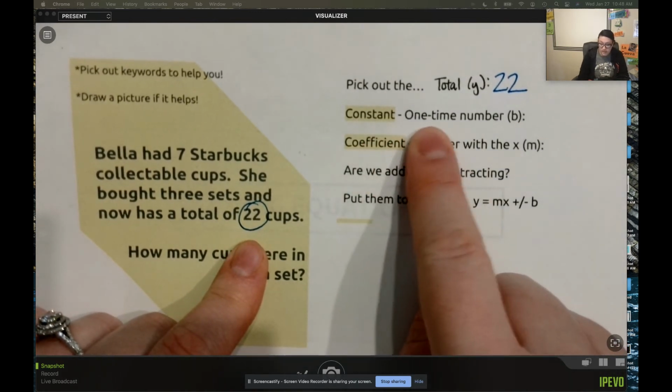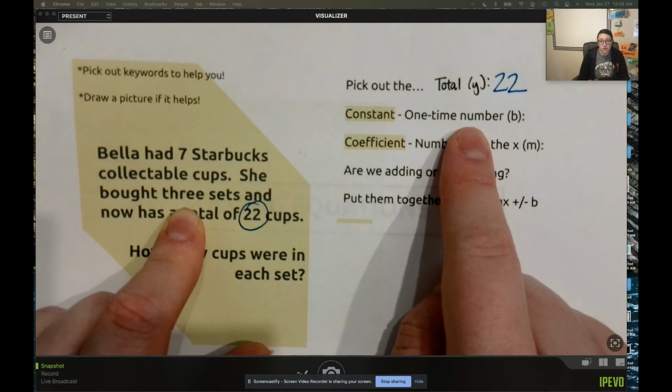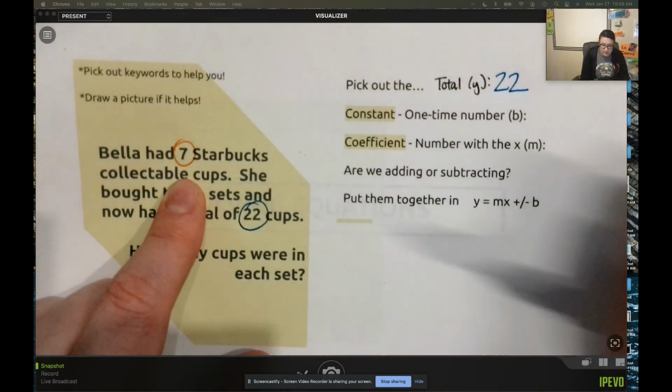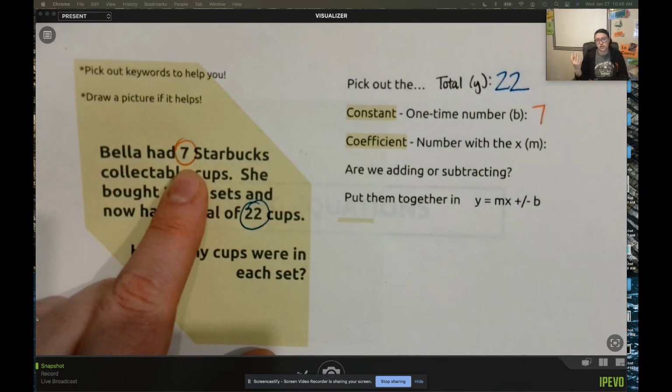My constant, that's the one-time number. So out of my other numbers, 7 and 3, which one only happened one time? Yeah, the 7 cups. That's what she started with. Your constant is usually what you're starting with, your original cost, whatever was at the beginning.